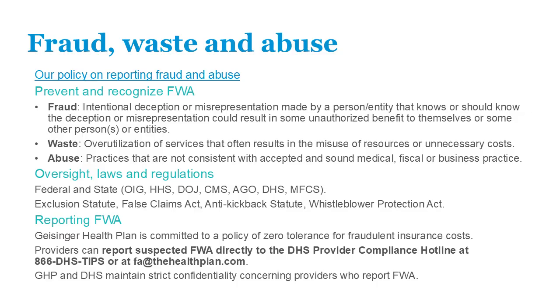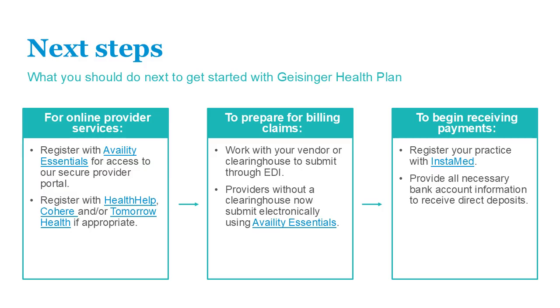Member appeals, provider disputes, and detailed information can be found in the GHP Family Provider Manual and GHP Family Member Handbook. Remember to register with Availity Essentials and choose Geisinger as the health plan in the drop-down. It is important to create individual logins for all who use this tool within your provider group or office. Availity Essentials and Geisinger Health Plan strongly advise the use of individual logins for security purposes and ensures you are complying with HIPAA regulations. Providers without a clearinghouse can now submit electronically using Availity Essentials. Work with your vendor or clearinghouse to submit through EDI.